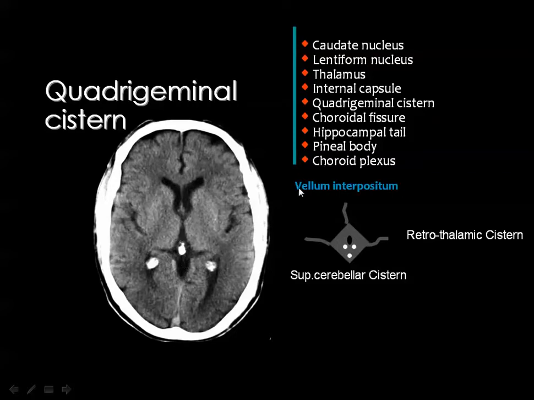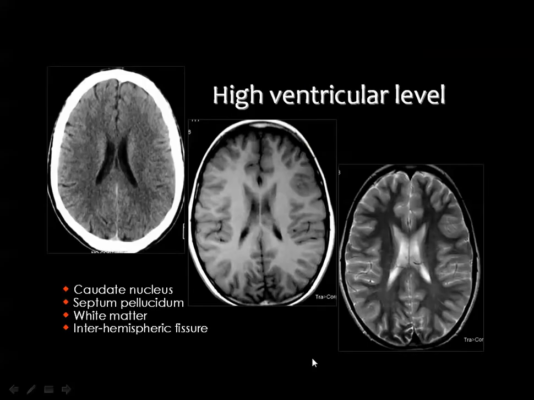Then what is the choroid fissure? Some of the anatomic books say that this recess, which is known as the retrothalamic cistern, can also be referred to as the choroidal fissure. Posterior to the choroidal fissure is the hippocampal tail. Here, this is the region for the tail of the hippocampus. Then the pineal body, which is calcified in the middle part of the choroid plexus, and you can see calcification in the occipital horns of the lateral ventricles belonging to calcification in the choroid plexus.